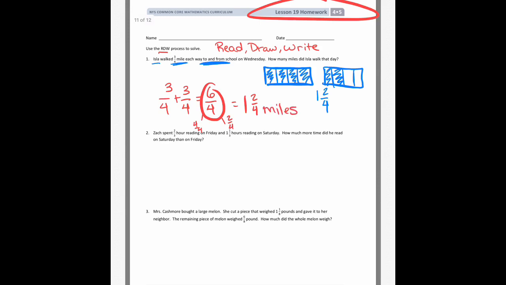Alright, let's look at number 2. Zach spent 2/3 of an hour reading on Friday and 1 1/3 hours reading on Saturday. How much more time did he read on Saturday than on Friday? So the keywords here are how much more time. So we need to take Friday's time and subtract it from Saturday's time. But first let's draw a picture.